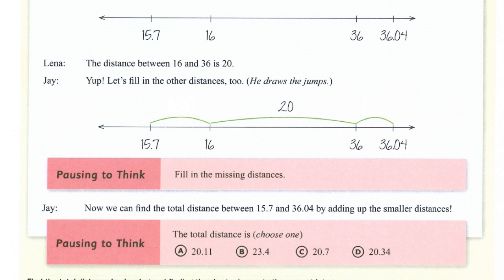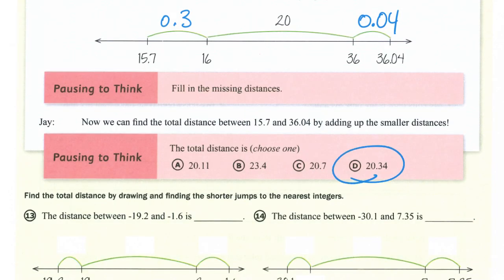So 16 to 15.7 would be a distance of 0.3, and 36 to 36.04 would be a distance of 0.04. Then Jay says, now we can find the total distance by adding up those smaller distances. So these three together is that total distance between the two numbers. When you add them all up, the total distance would be 20.34.